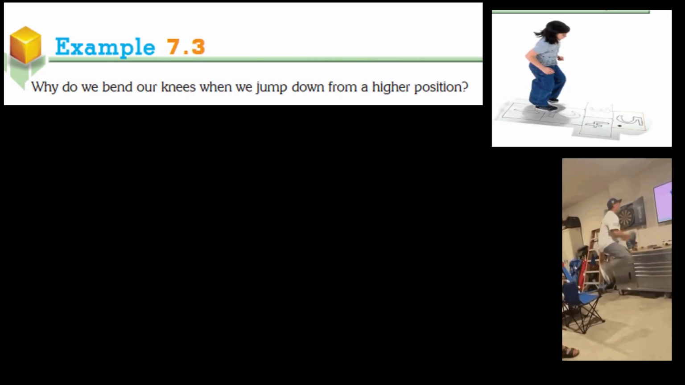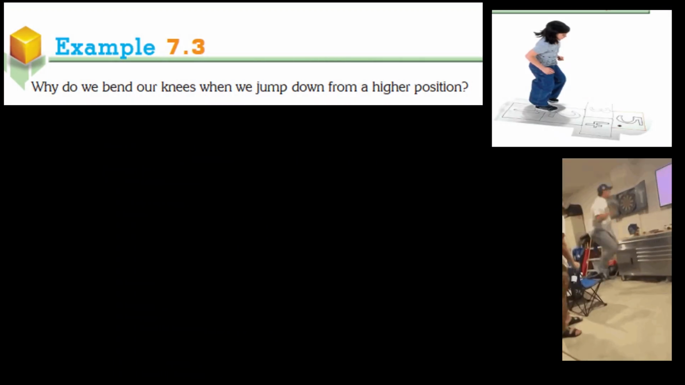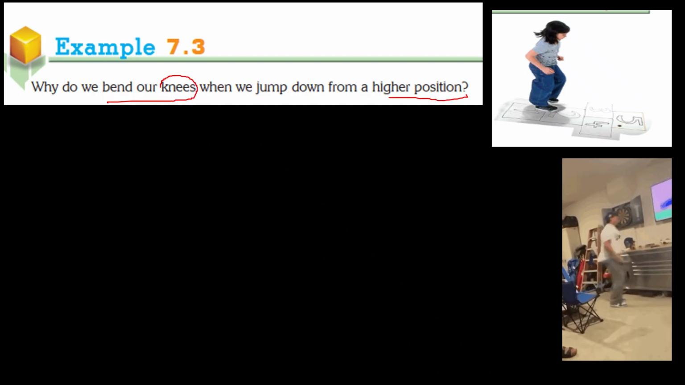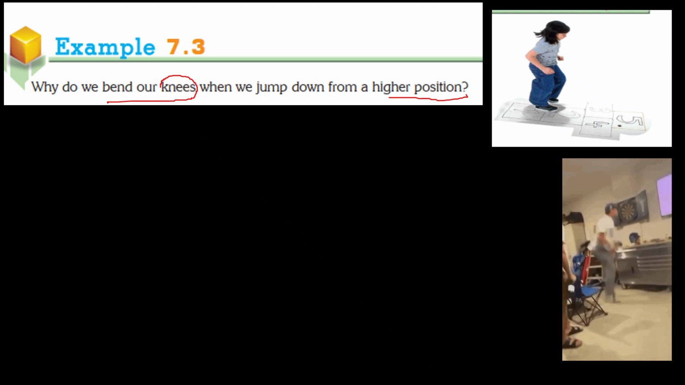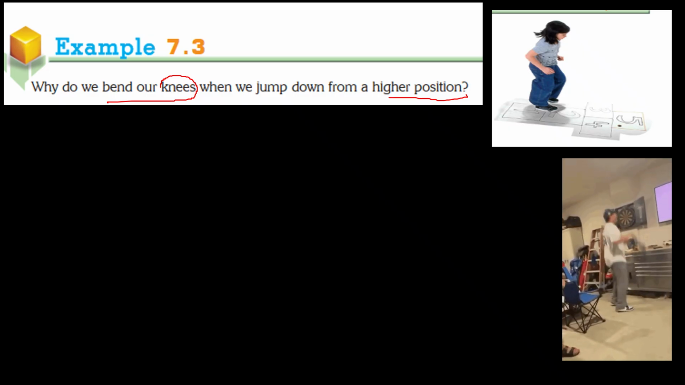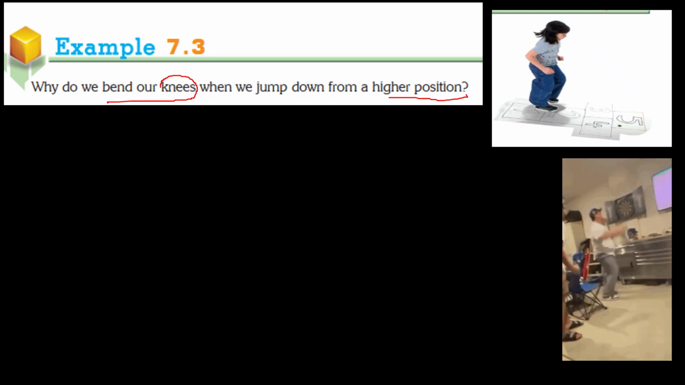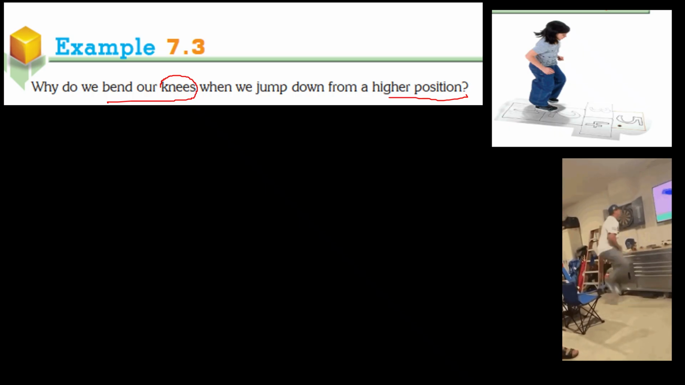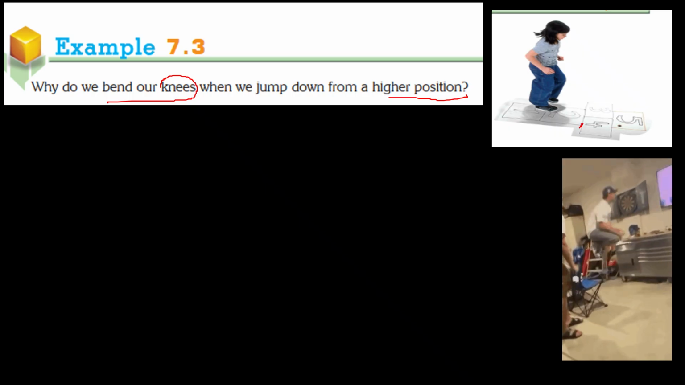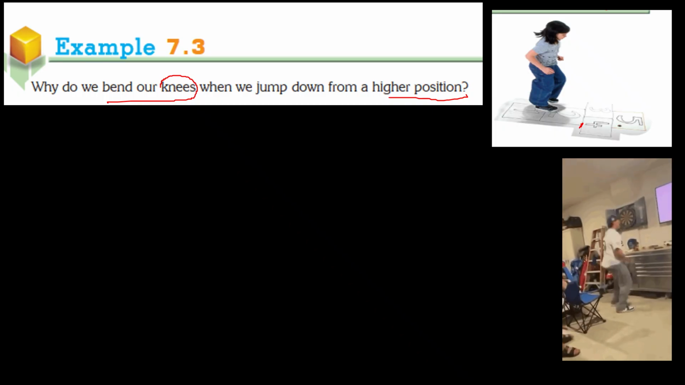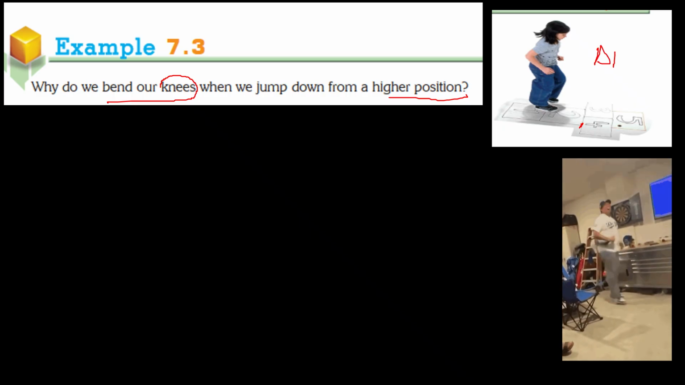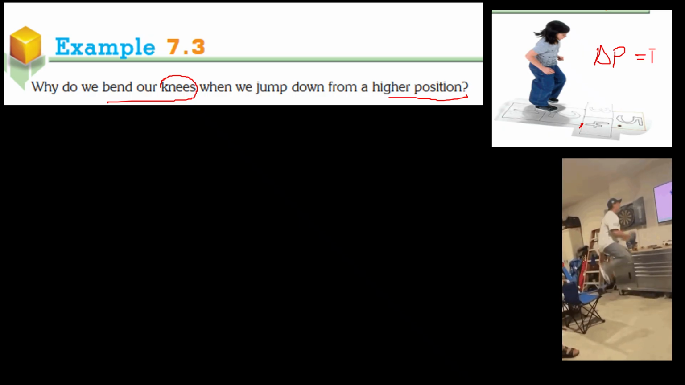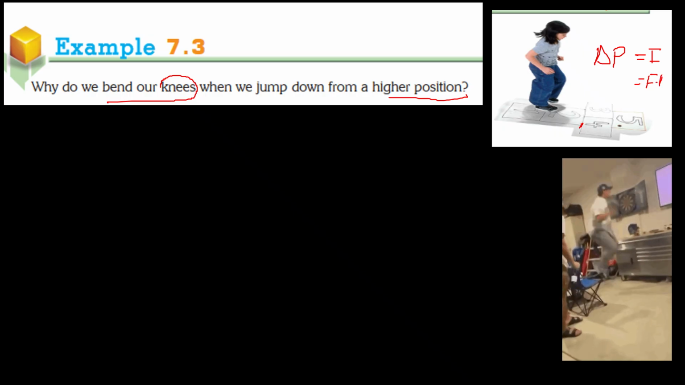Now students, there is an exercise and it asks, why do we bend our knees when we jump down from higher positions? We do this because when we jump, initially we have momentum from falling, and as we strike the ground, we come to rest, so there is zero momentum. The momentum must go to zero. So there is a change in momentum, and if there is a change in momentum, there is impulse. And impulse is force times delta t.